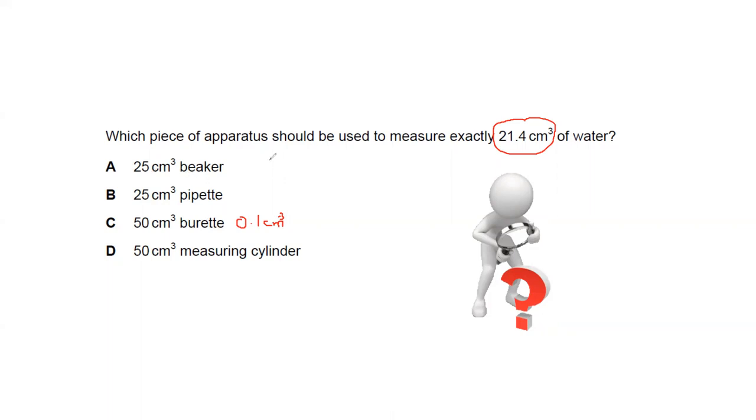Why not a beaker? A beaker can only measure 1 cm cube. Again, a measuring cylinder 1 cm cube. A pipette can only measure 25, so it cannot be the pipette.